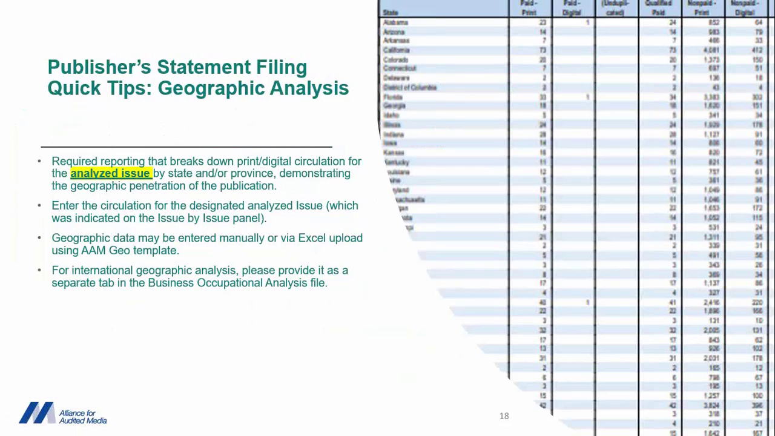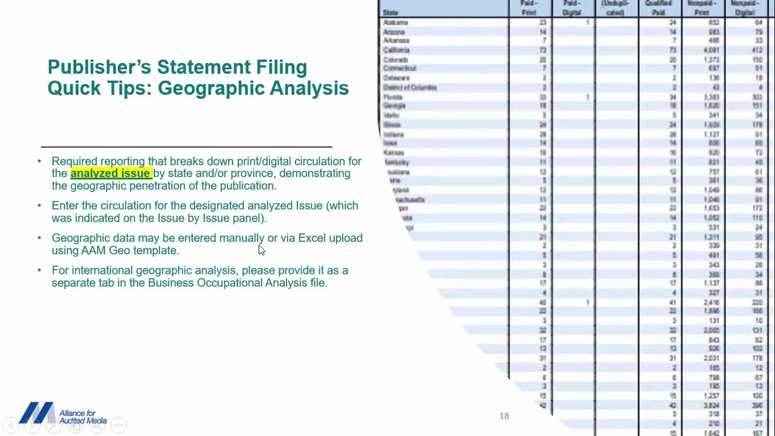The third main component of the filing tool is the geographical analysis. This is required for all business and farm publications. Again, it's taking that analyzed issue, but what it's doing now, it's analyzing your distribution for that analyzed issue for both your print and your digital by state and also by province if you're a Canadian publication.